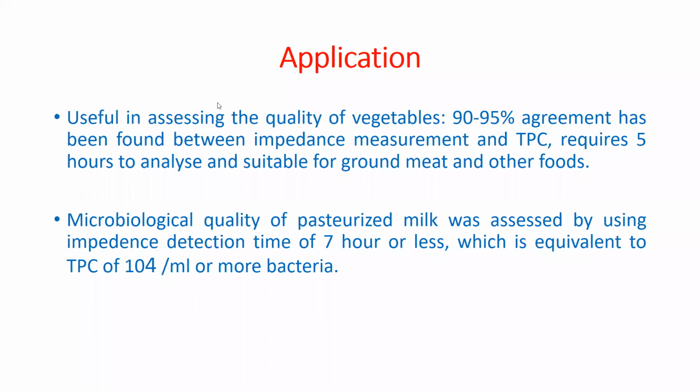Then application: useful in assessing the quality of vegetables में हम use करते हैं. 90-95% agreement has been found between the impedance measurement. Electrical properties को measure करते हैं ना, तो that is the electrical impedance. Okay, and TPC requires 5 hours to analyze and is suitable for ground meat and other food. Okay, it is also suitable for the ground meat, that means chopped meat जो होते हैं वो, or other food.